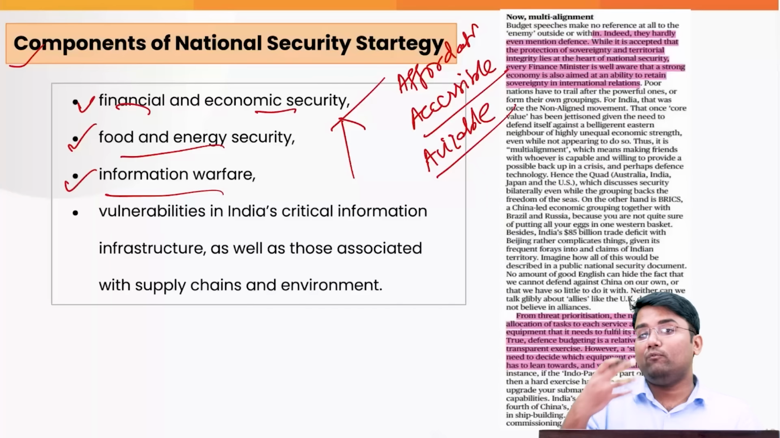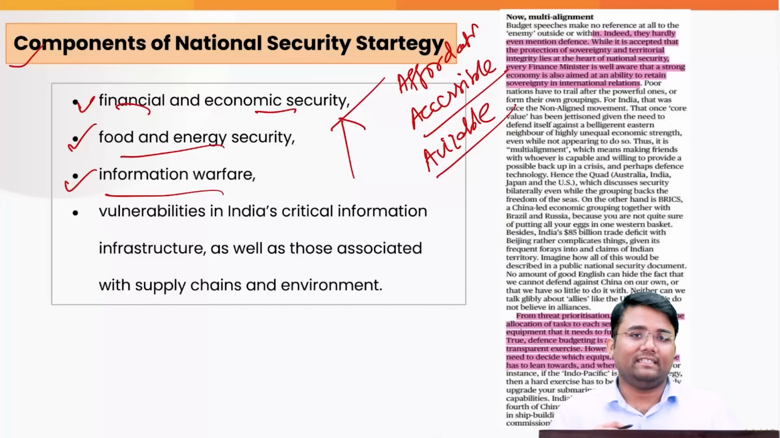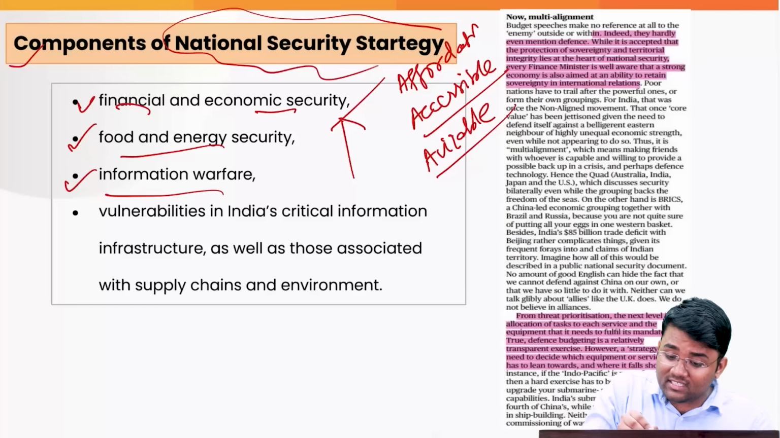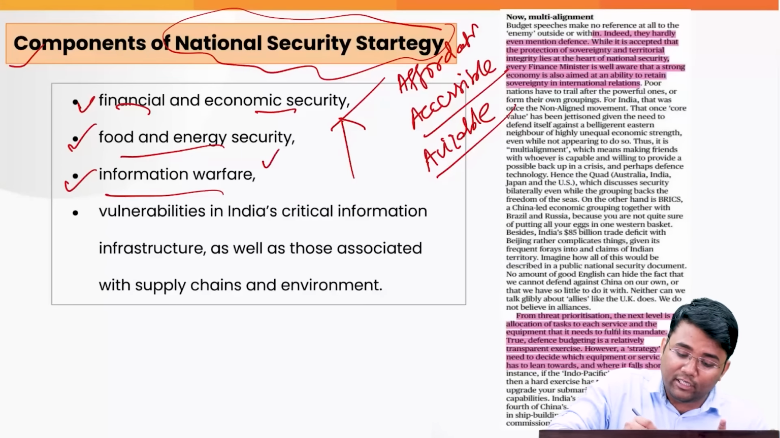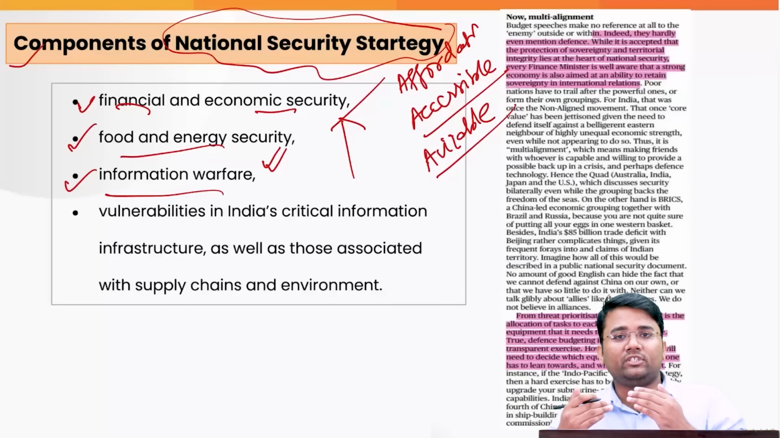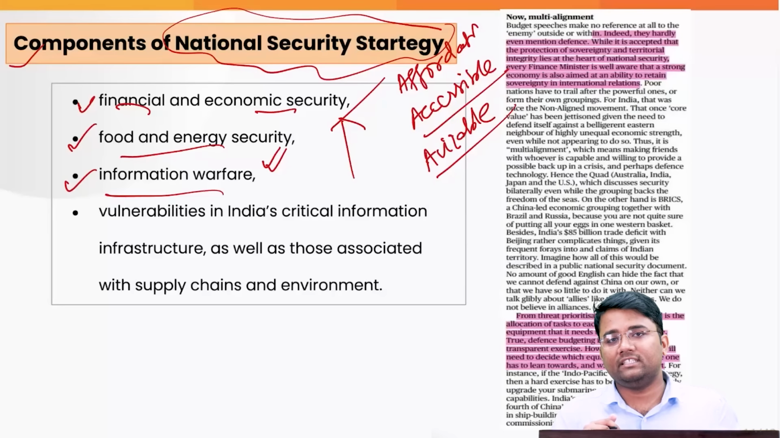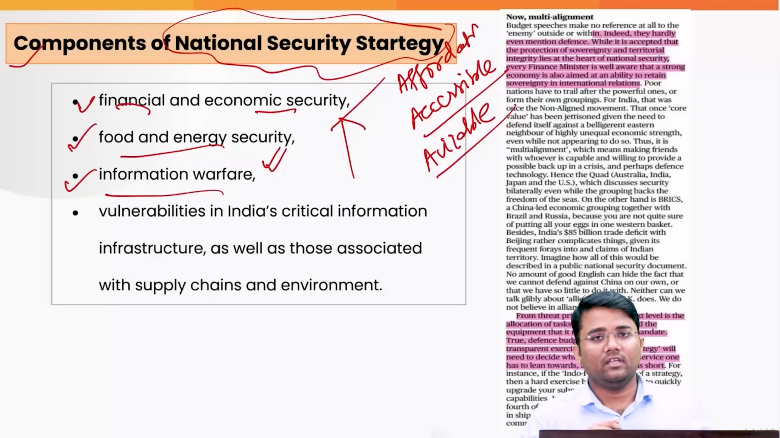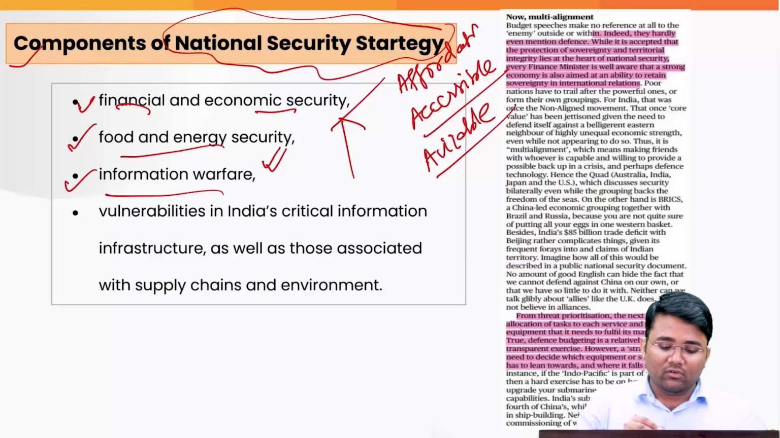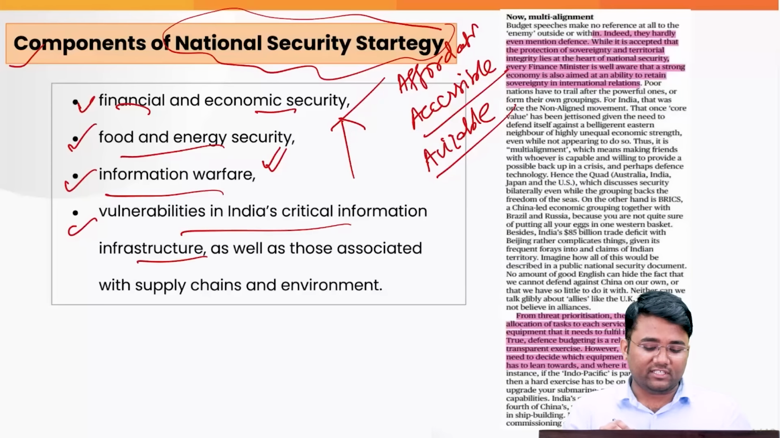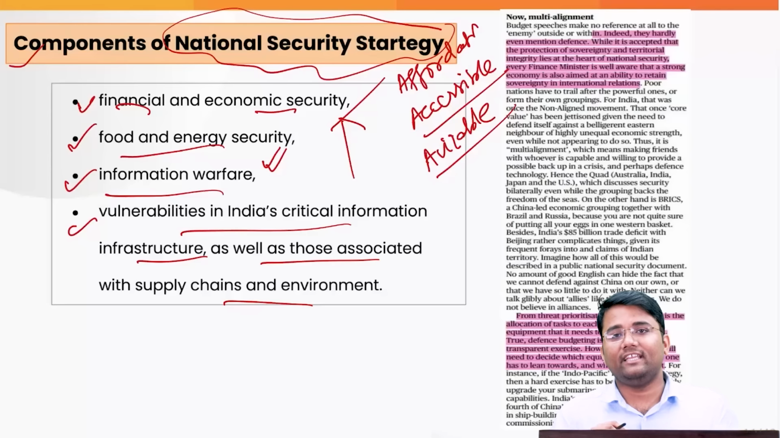Also, tackling information warfare, the perception building that is happening. For example, the perception regarding Jammu and Kashmir that is spread throughout the world by some of our hostile neighbors. So this national security strategy will also have one objective, to tackle this information warfare, the perception that is made for India, the fake news that is being spread regarding India. Also, the vulnerabilities in India's critical information infrastructure as well as those associated with supply chains and environment.